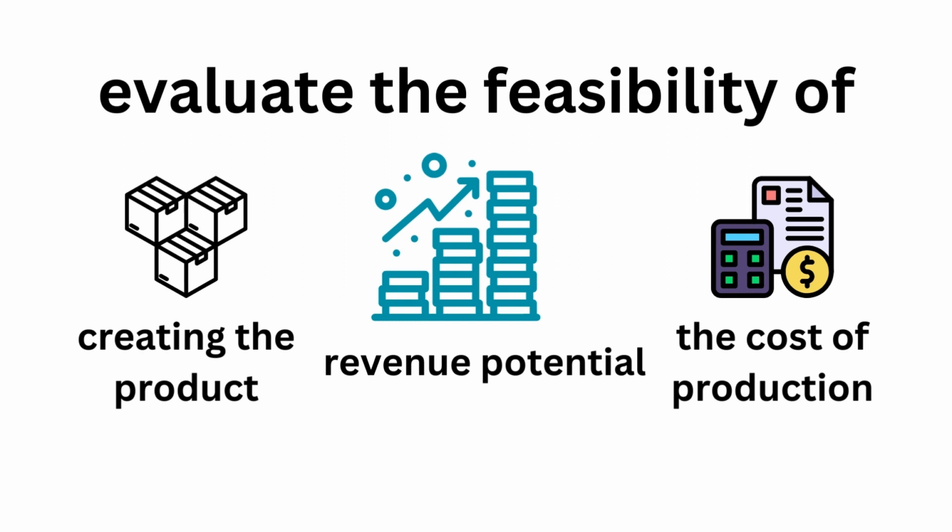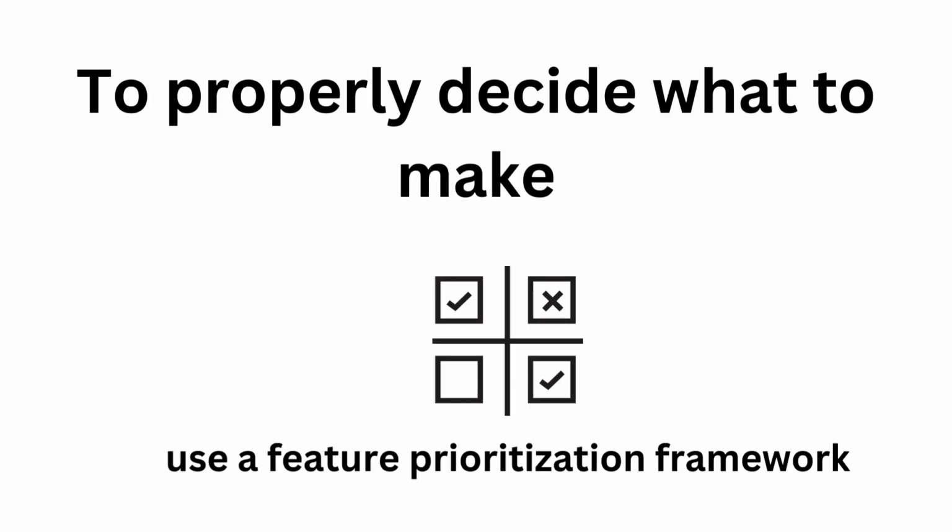To properly decide what to make, what not to make, and what to make fast, you can use a feature prioritization framework that takes into account the value of the software, the cost, the time it takes to build, and other factors. Once it is decided that the software project is in line with business and stakeholders' goals, feasible to create, and understands user needs, then you can move on to the next phase.